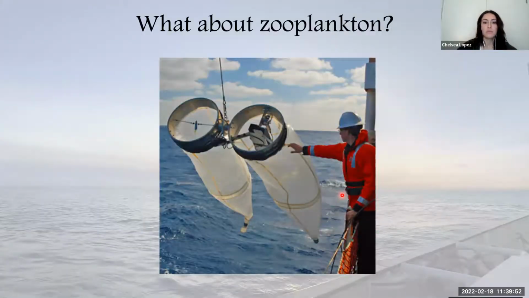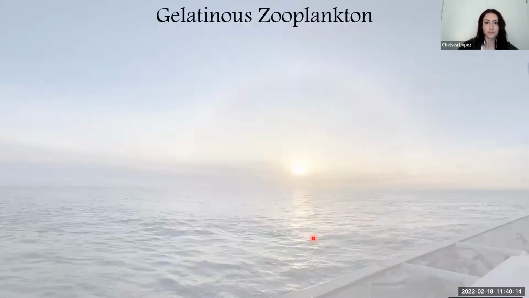And so the Line P program does net tows here. These are called bongo nets. They send them down to 250 meters, bring them back up, and it's catching those creatures. There's a filter here. So what they'll do is bring it up and then put anything that's caught into a bucket, and then they start sorting through them and counting whatever's in there.